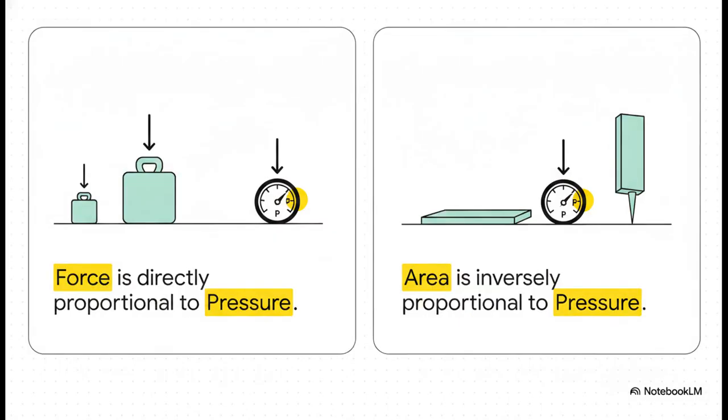Let's quickly cement this math in our mental lab notebook right now, because getting this relationship is absolutely key to everything else we're discussing today. Ready? Force is directly proportional to pressure. More force means more pressure. Simple enough. But area? Area is inversely proportional. More area actually means less pressure. So if you want to drop the pressure, you spread things out. If you want to spike the pressure, you focus it down.